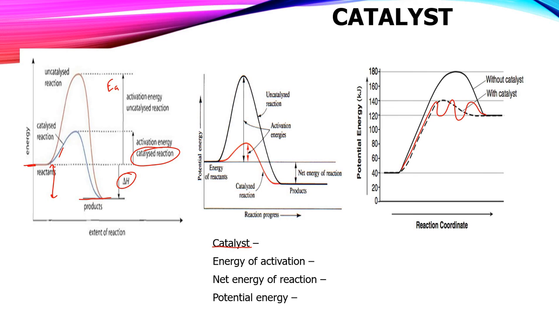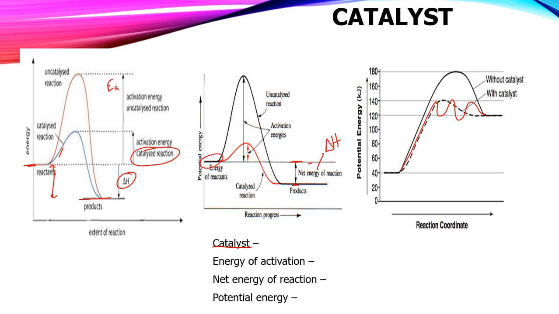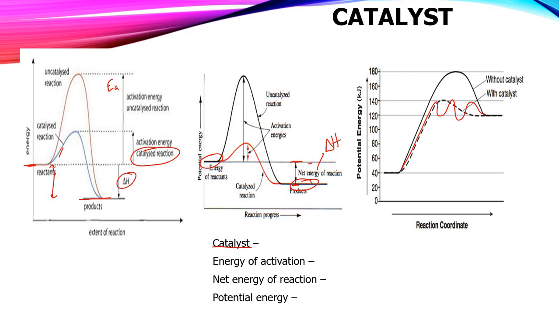Energy of activation, you need to be able to label what it is: reactants to the top of the curve. Net energy of the reaction is the difference between where I started and where I ended, also known as delta H. Potential energy of the reactants is where you started. Potential energy of the products is where the products are. You just need to know what they are so you can read it off a graph. All right, we're going to blow by this really quickly. What's the peak of that graph? The peak of the graph is called the activated complex.